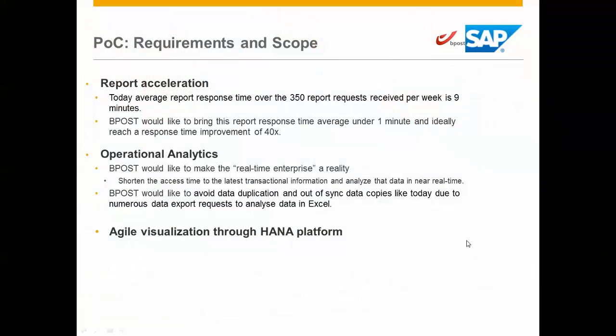If we look at the requirements of the POC and the scope, then the core need was for Belgium Post to decrease the average response time of 9 minutes for 350 reports to less than a minute. A second additional requirement was to be able to do operational analytics in real time. A third requirement was to get full insight into what SAP could do in terms of agile visualization through the HANA platform.